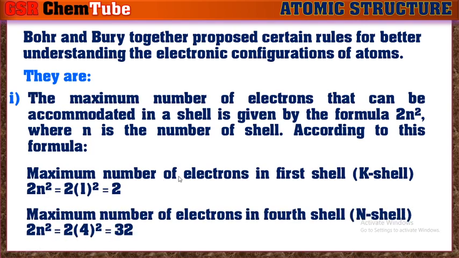Similarly, the maximum number of electrons that can be accommodated in the fourth shell is found by substituting 4 in place of n in the formula 2n square. We get 32. That means a maximum of 32 electrons can be accommodated in the fourth shell of any atom.